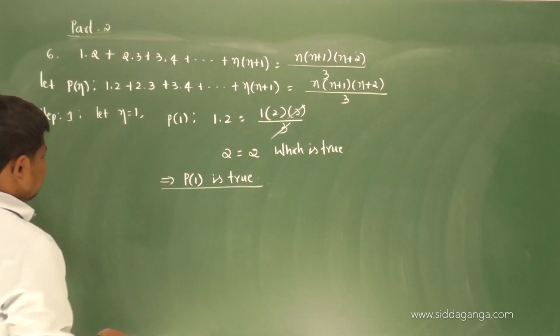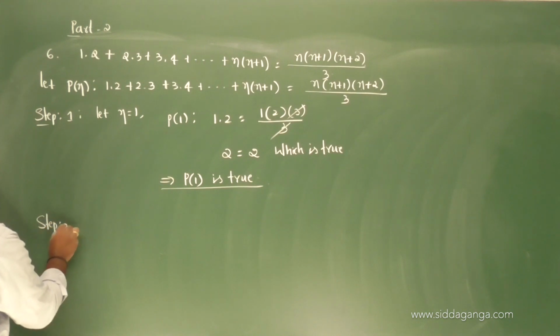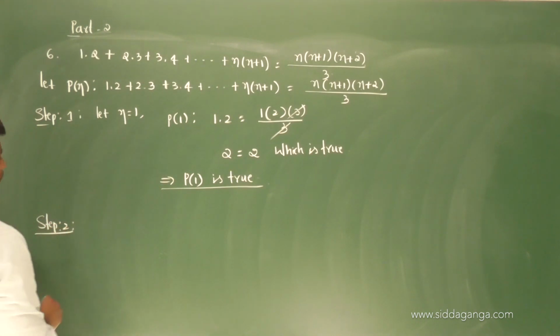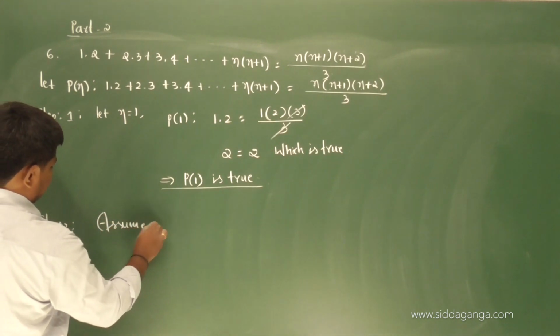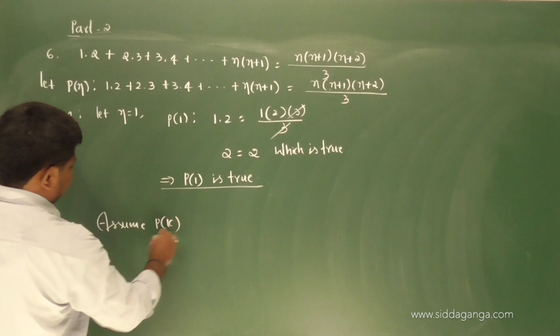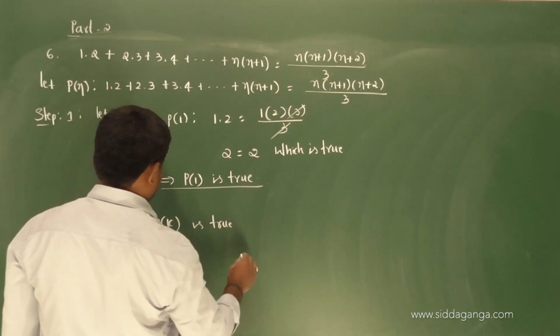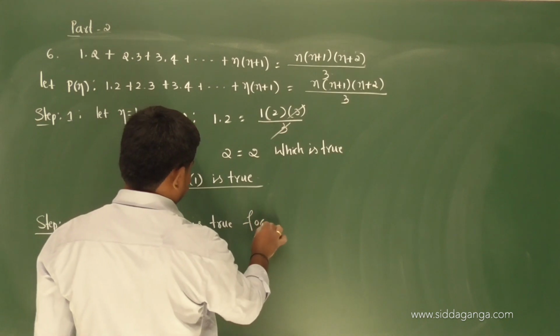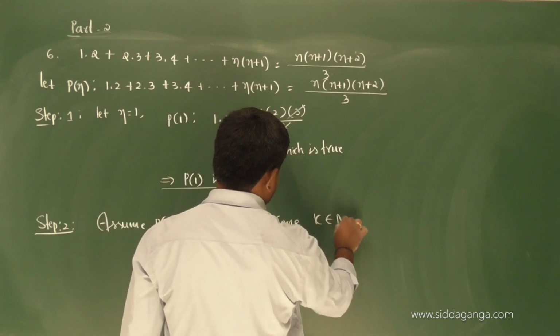Second one is what? Step 2: Assume P of k is true for some natural number k.